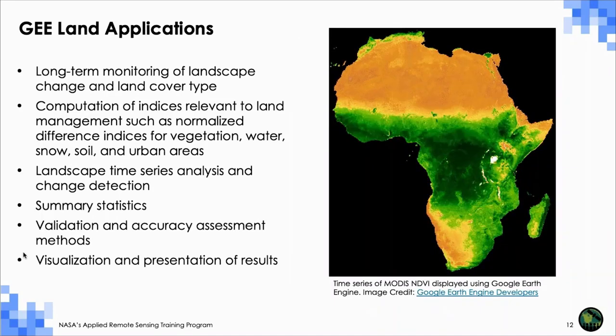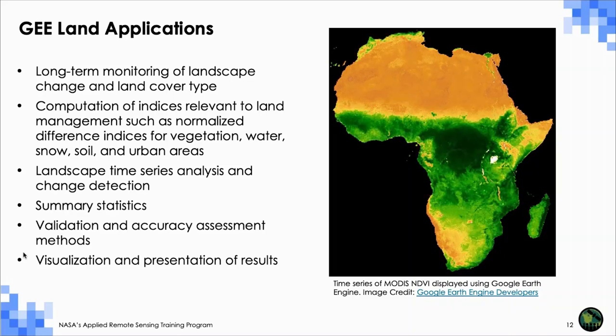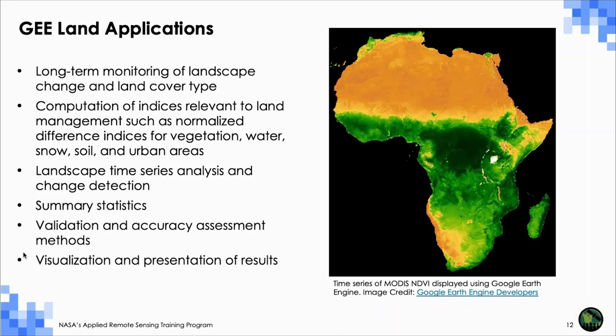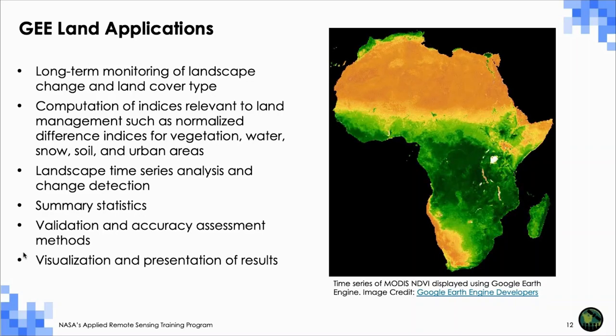So as I just alluded to in the previous slide, GEE has a lot of potential for land monitoring applications. And that's applications like long-term monitoring of landscape change, computation of relevant indices, evaluating parameters like vegetation, soil, snow cover, and time series and change detection analysis of land surface features. GEE also includes functionalities for calculating summary statistics, validation and accuracy assessment, and the visualization and presentation of results. And the Earth Engine developers have really tried to make the platform as robust as other GIS platforms for processing, analyzing, and displaying the satellite data.